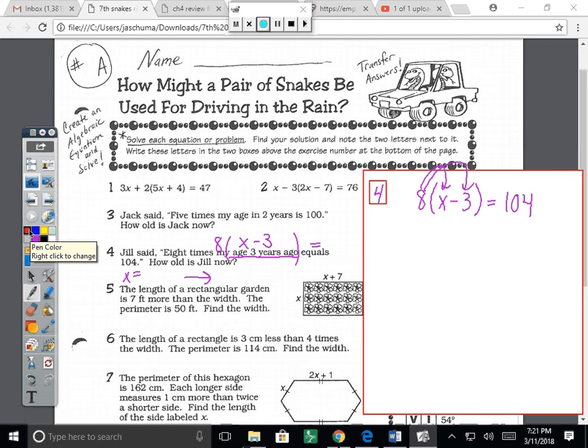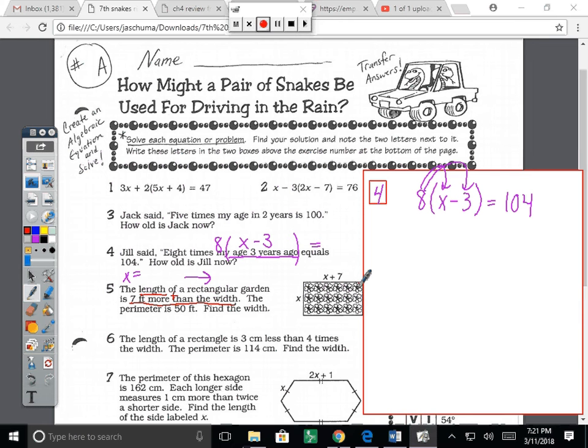So number 5, just to get you started in thinking along this line. It says the length of a rectangular garden is 7 feet more than the width. More than usually means addition, and in this case, that's what they showed me, x plus 7. This length is 7 more than the width. The perimeter is 50 feet.